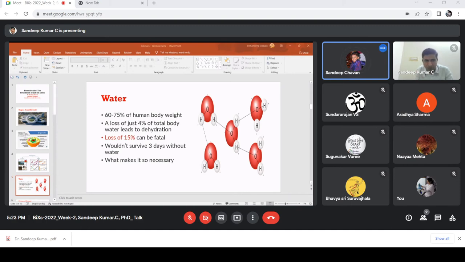And blood, which is a fluid connective tissue, goes through all of the body and supplies nutrients and everything, and it is also based on water. Apart from that, water is also involved in the transport of different molecules from one end of the body to another end of the body.